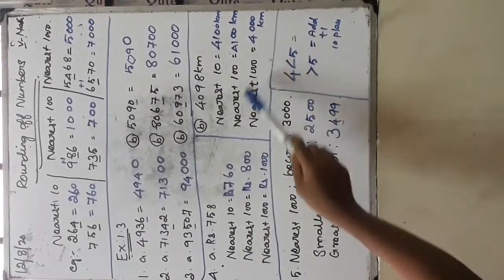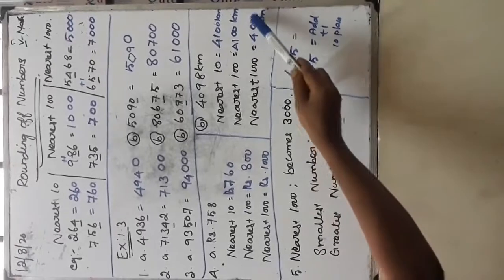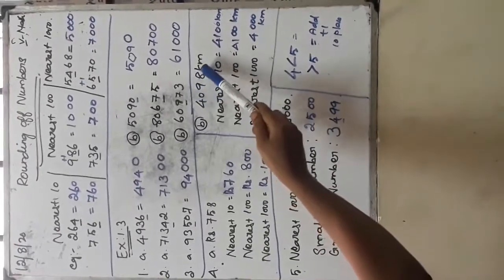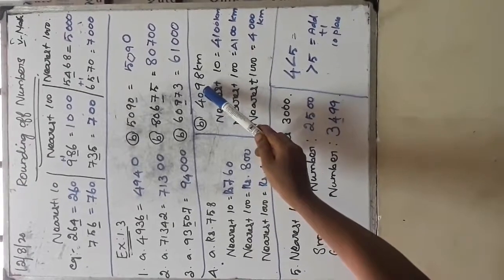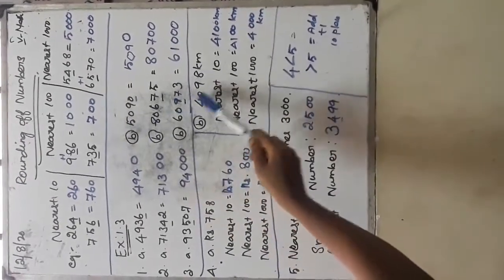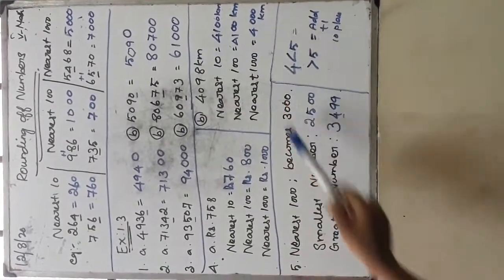For the nearest 1000, you have to add 3 zeros. So the 3 zeros are ones place, tens place, hundreds place. The hundreds place they give is 0. So what I told you, you have to write the same number here, isn't it? So 4000 kilometers. So that's all.